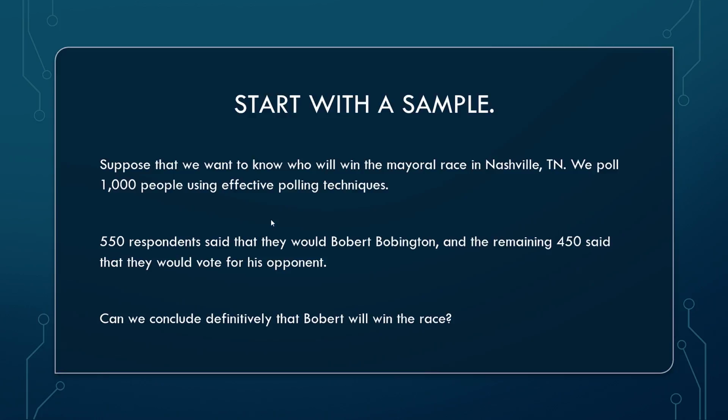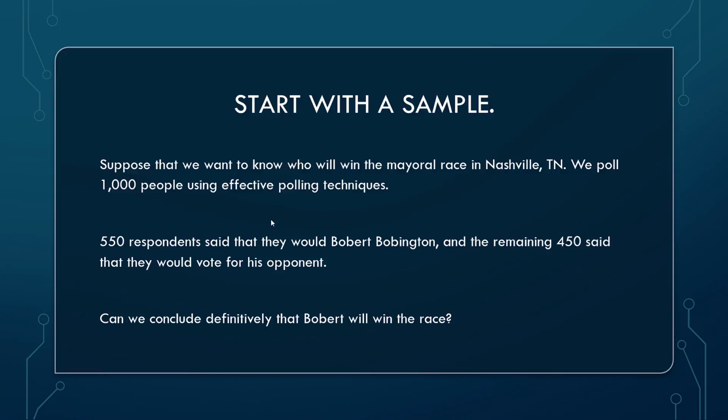And we use good polling techniques, right? We do random sampling. We don't ask leading questions. We don't just leave it as an online poll somewhere. We do a good poll. And our good poll comes back that 550 of the 1,000 respondents would vote for Bobbert Bobbington, and the remaining 450 said they'd vote for the other guy.